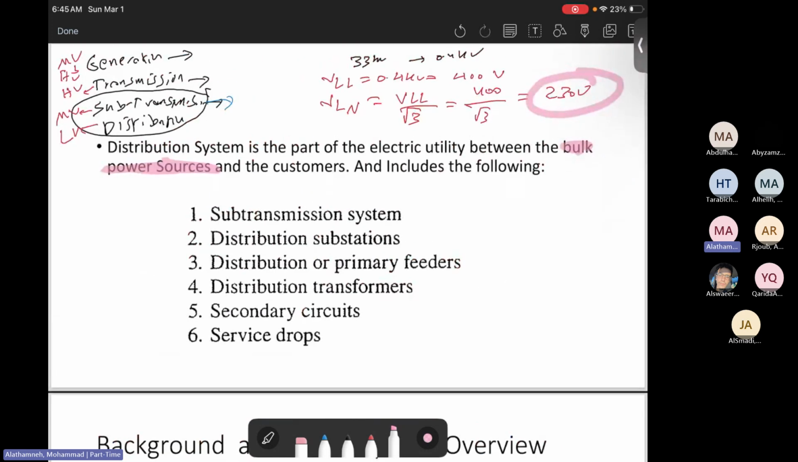Okay, then basically we would like to supply the power from the source to the customer. So we need to make sure we have a sub-transmission system. Again, those are utility poles, and we will talk about this in deep details later. And we have distribution substation, distribution primary feeders, transformer, secondary circuits, service drops for meters, and protection as well.